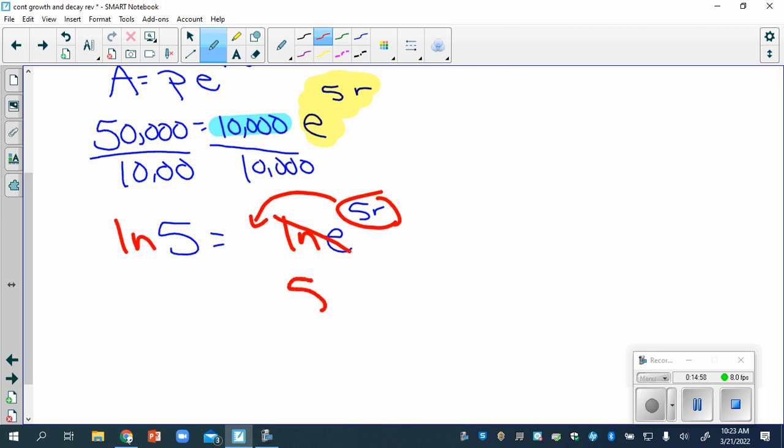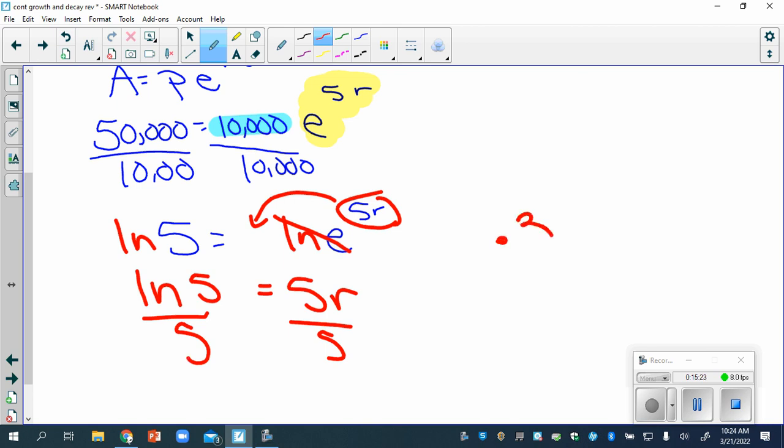So what we have is 5r equals ln 5. I want the r by itself, so I'm going to divide by 5. Now I'm going to put that into my calculator exactly what it says: ln 5, get an answer, divide by 5. And you got kind of a strange answer, 0.32. But we're talking about a rate, a growth rate. So what would be my growth rate there?